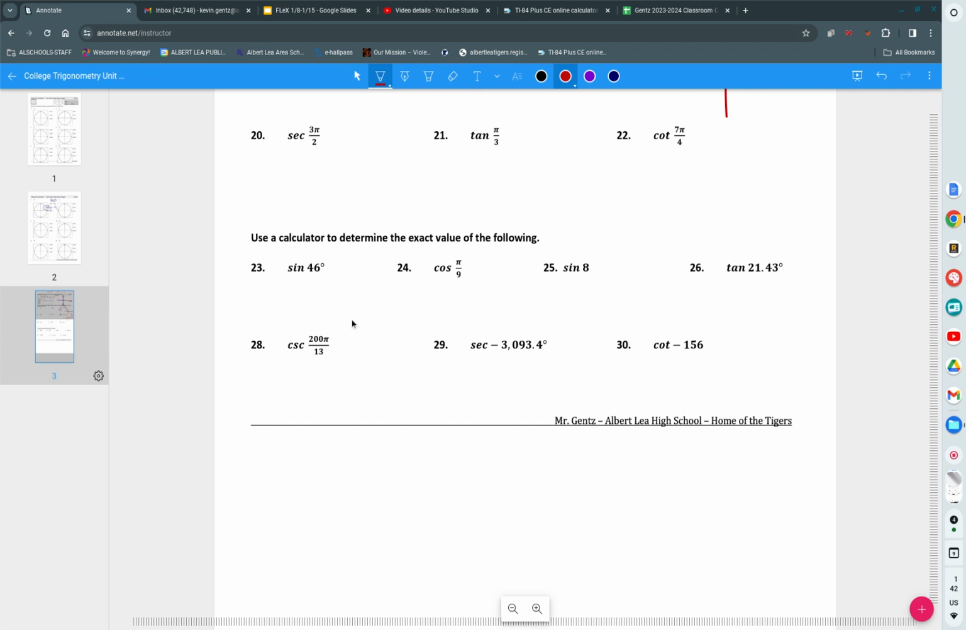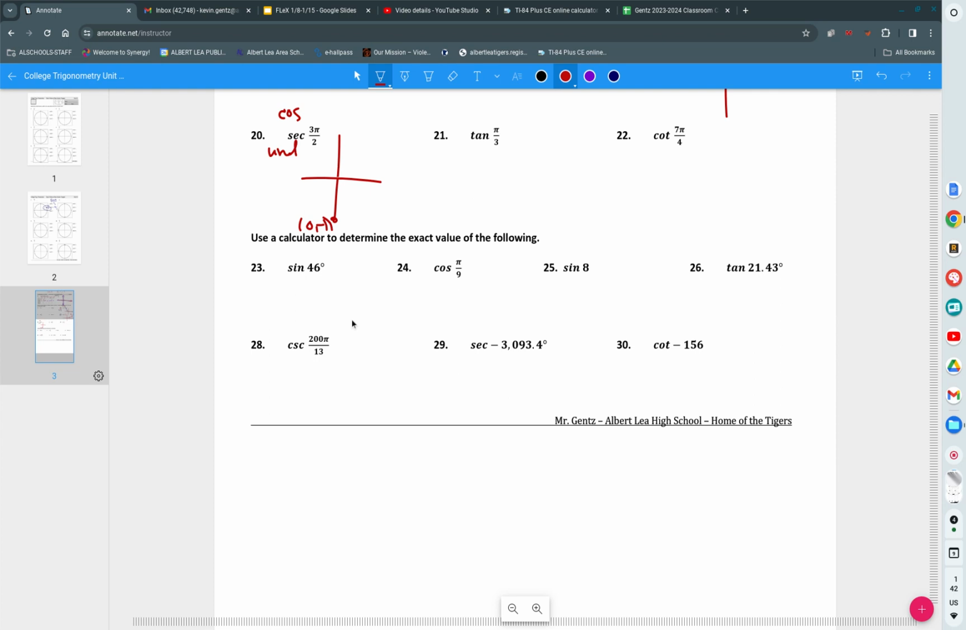So for people who get to 20, 20 is a great example. You think of 3 pi over 2 is right down here, right? So the first thing I'm thinking is that the location is 0, -1. Secant is the reciprocal of cosine. Is cosine the x or the y value? X. So the cosine is 0. What's the reciprocal of 0? Undefined. So you're able to access those values rather quickly.